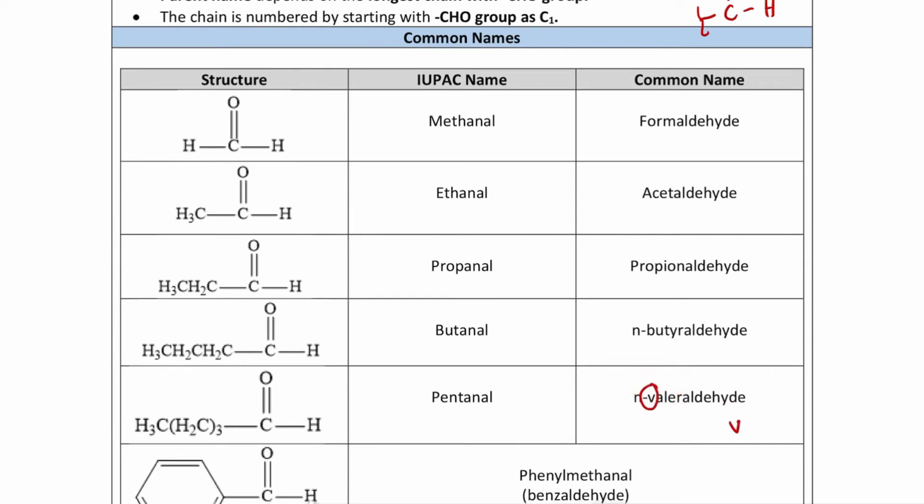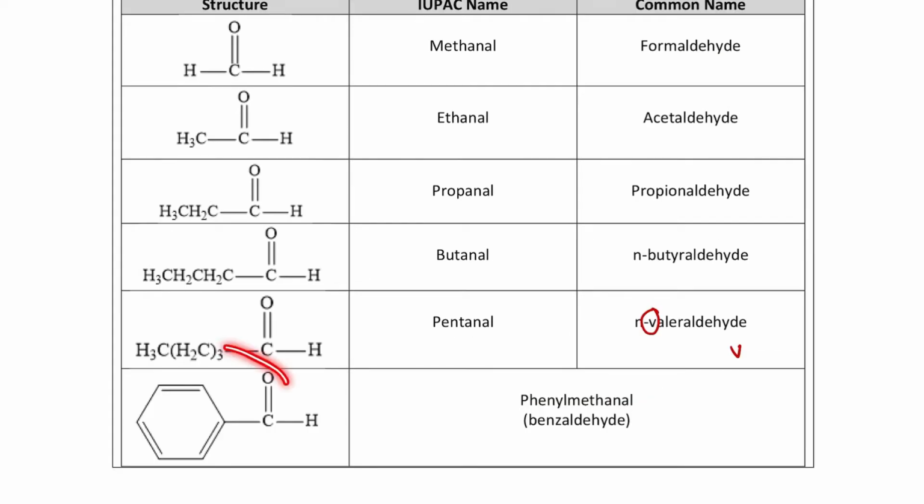V, if you follow Roman numerals, means 5, right? The name 5. So that is pentanal. Alright, and this one has a benzene ring attached to the aldehyde. So we call this benzaldehyde. We use the word benzaldehyde more frequently compared to phenyl methanal, but phenyl methanal is also okay. This is methanal, this is phenyl. So this is the parent, and this is the substituent now.